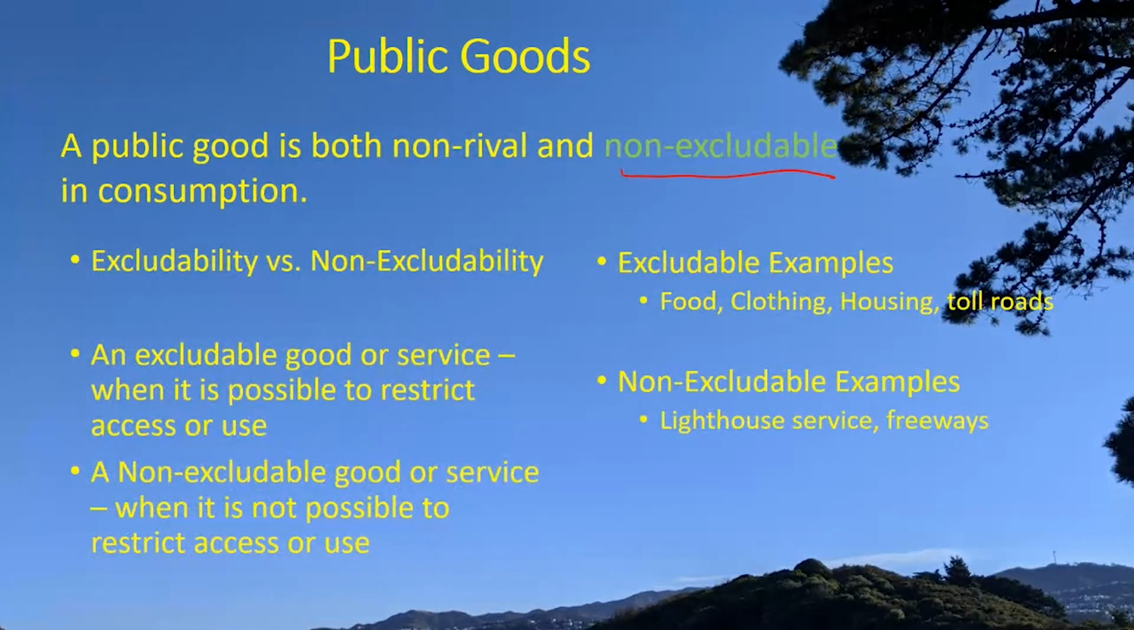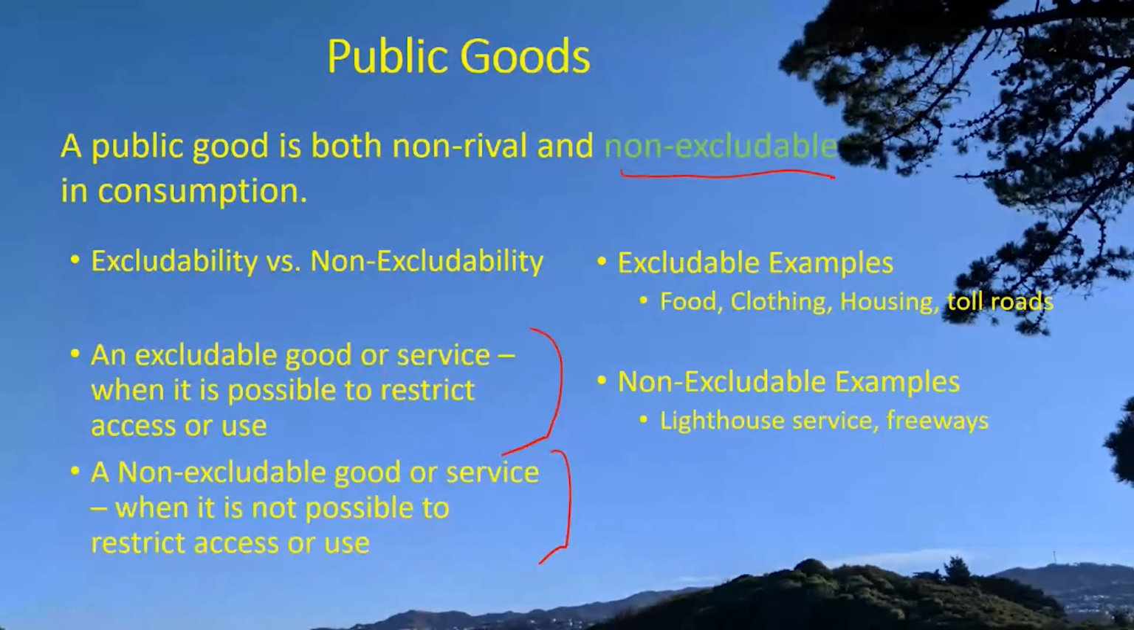Second aspect, non-excludability. A public good has to be non-excludable in consumption. Now, what does that mean? Excludability versus non-excludability. An excludable good or service occurs when it's possible to restrict the access or use of a particular good or service. A good is non-excludable when you can't keep people from using it. So once the good or service is being provided for a community, it's impossible, or difficult, I should say, to keep people from using that particular good.